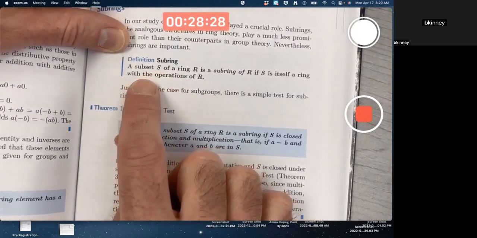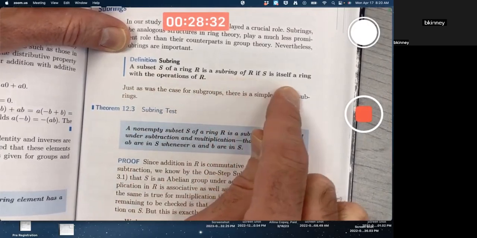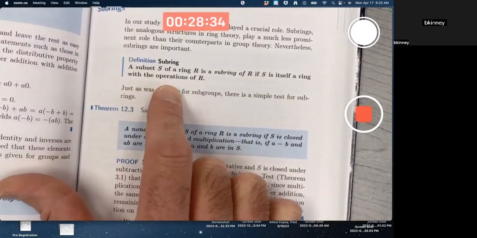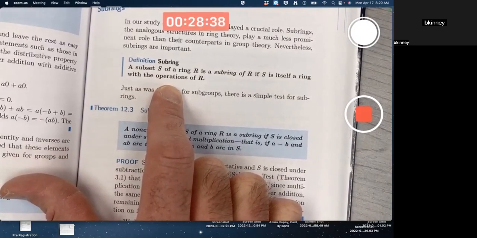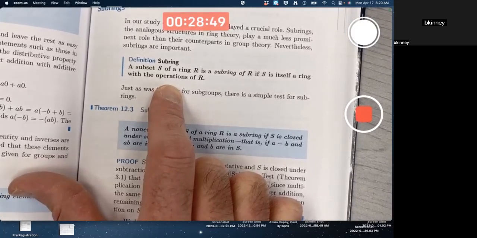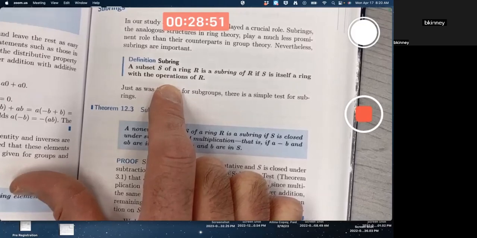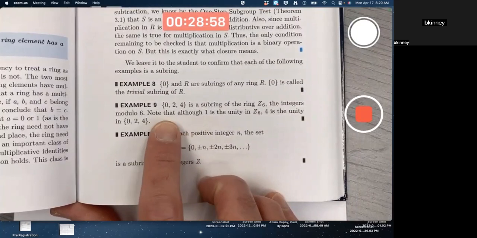Okay, what is a subring again? I said it, but here's the official definition. A subset S of a ring R is a subring of R if S is itself a ring with the same operations from R. The same addition, the same multiplication that they have in R. Don't define a new addition or a new multiplication. That would be a different ring that's not a subring. It would still be a subset of R, but not a subring because it's different operations. We are talking about the same operations here, still addition and multiplication mod 6 in this example.